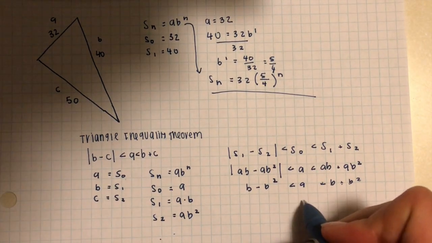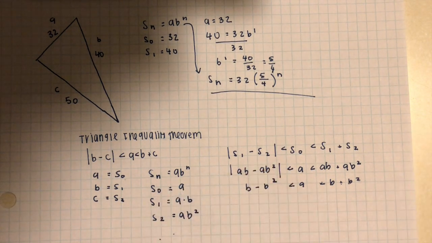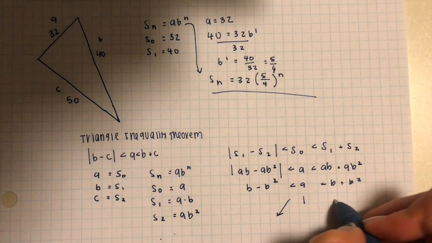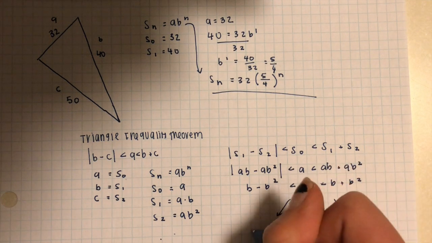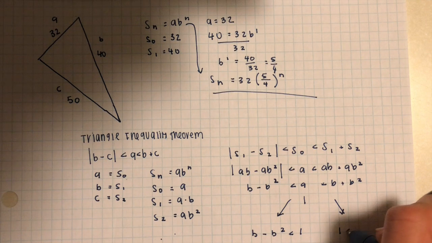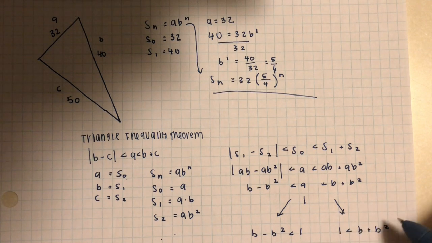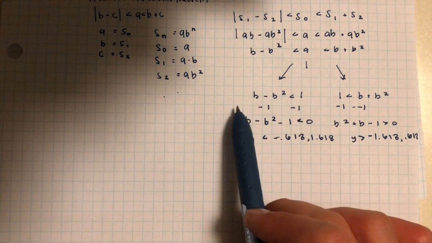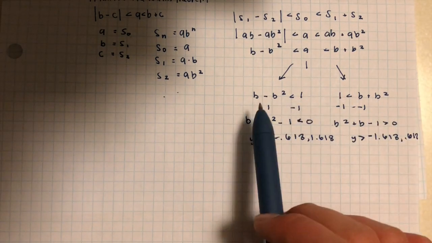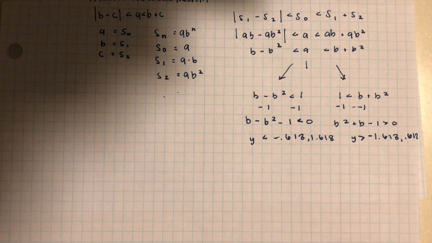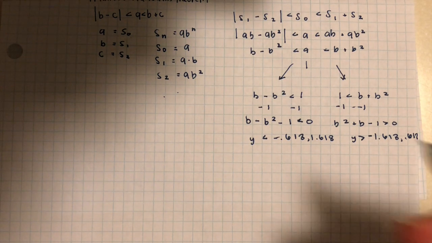Another way that you can write a is also 1, because s to the 0 can equal 1. So what we're going to do is write 1. So now we have two inequalities. We're going to say that b minus b squared is less than 1, and 1 is less than b plus b squared. Now we can do some algebra to solve this. Once we have these two inequalities, we're going to subtract 1 from each side, so you get b minus b squared minus 1 is less than 0, and b squared plus b minus 1 is greater than 0.